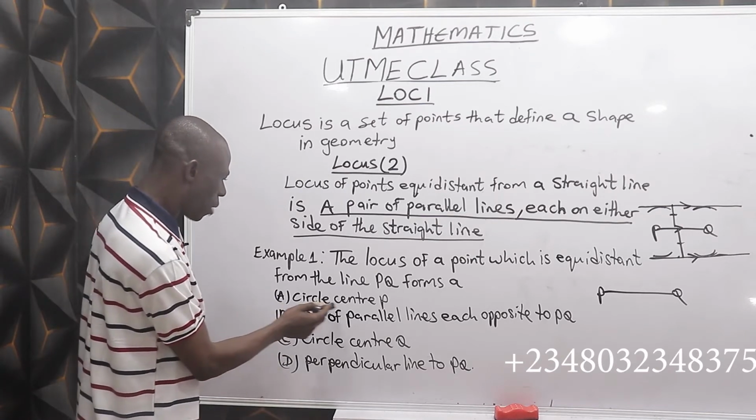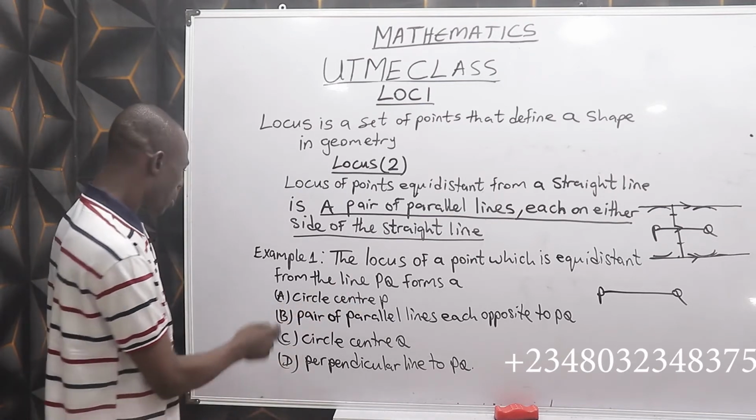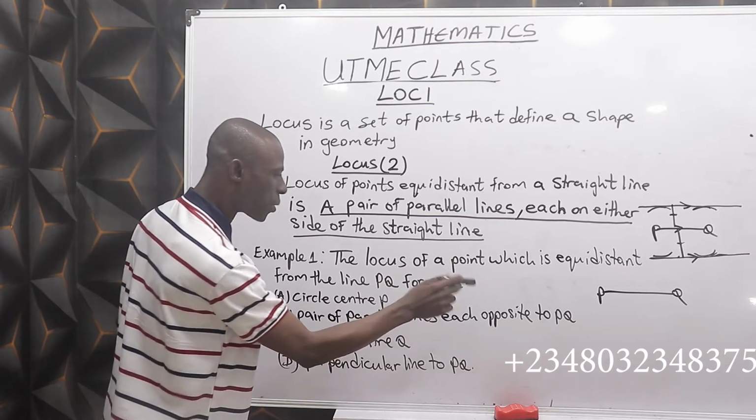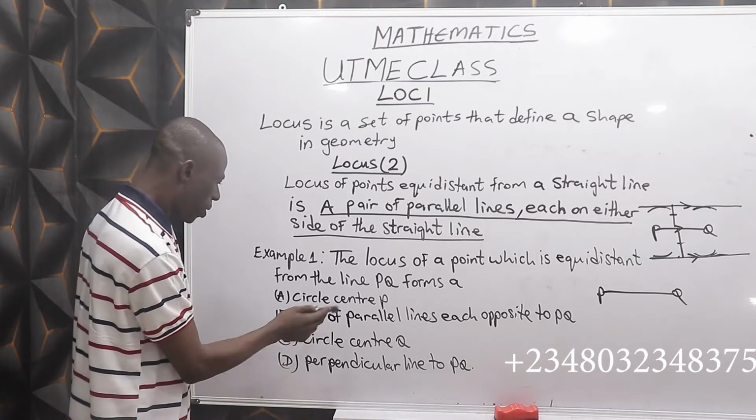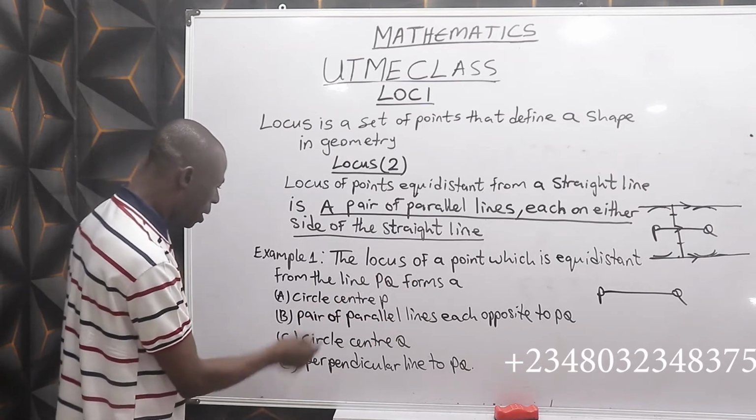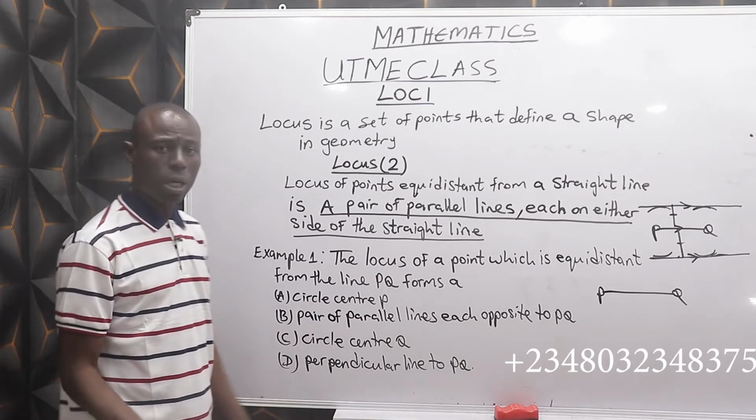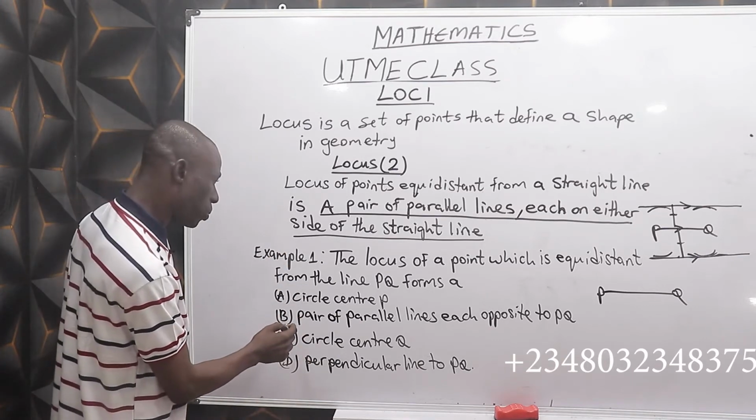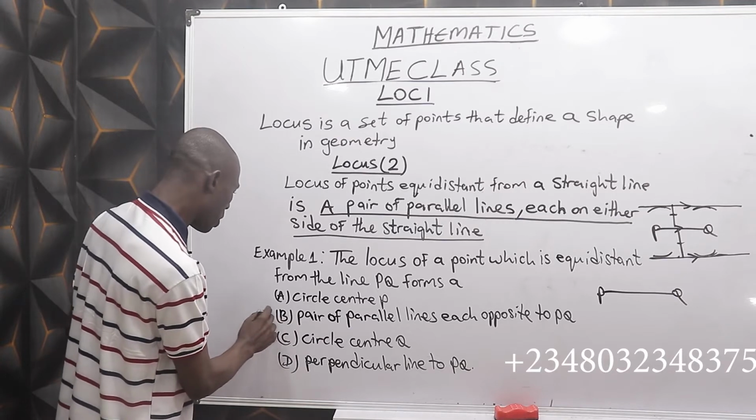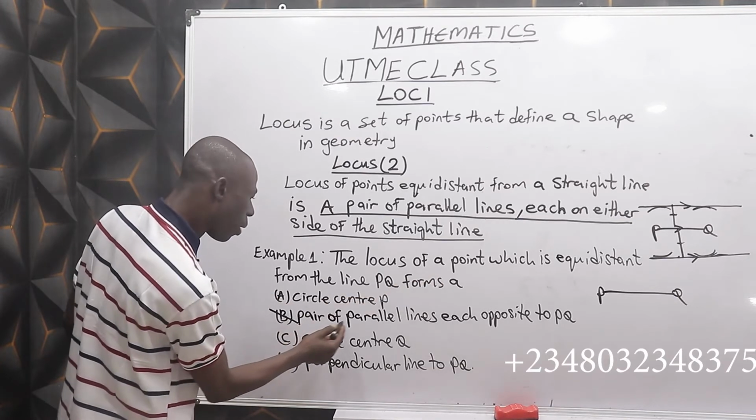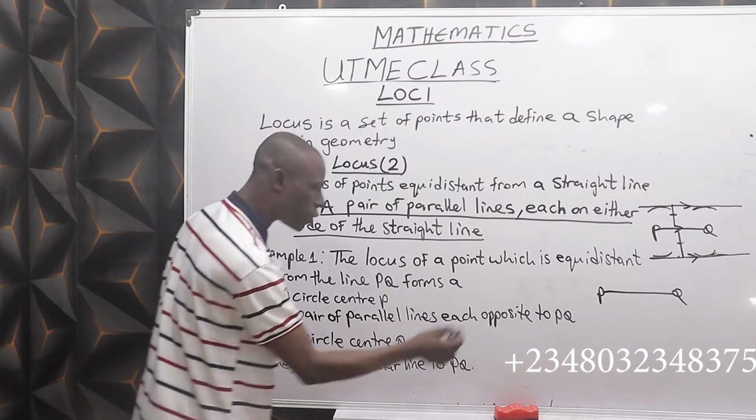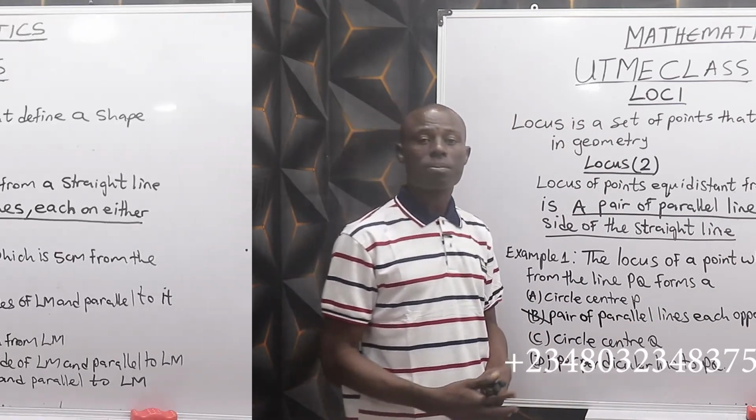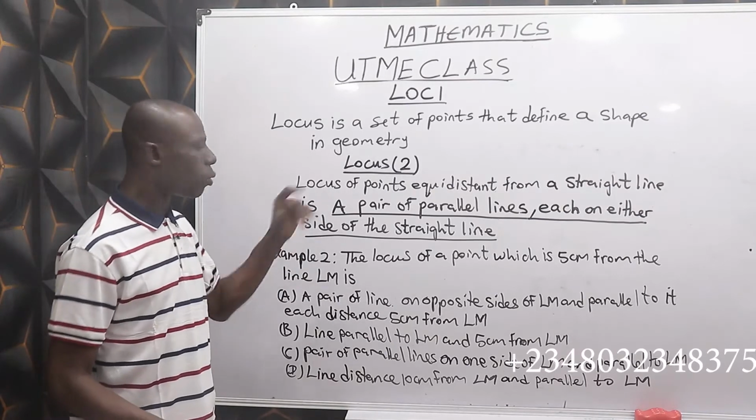Option A, circle center P. Option B, a pair of parallel lines, each opposite to PQ. C, circle center Q. D, perpendicular line to PQ. I've just explained this now. You can see now that the correct option here is option B. A pair of parallel lines, each opposite to PQ. That is the answer. Let's consider example 2 under locus 2.